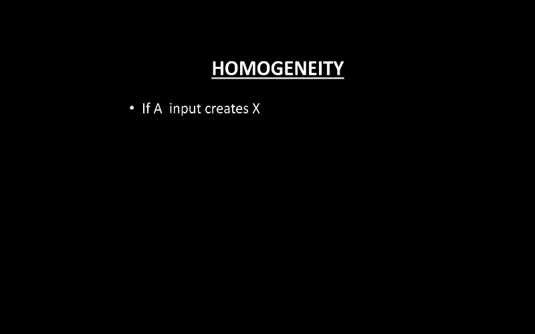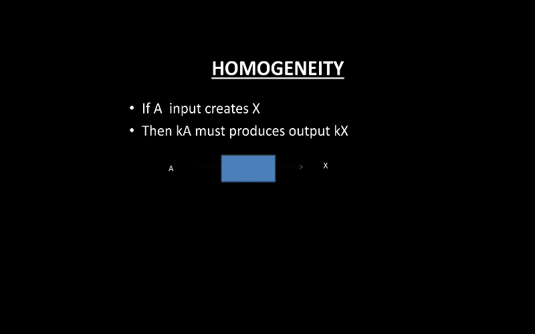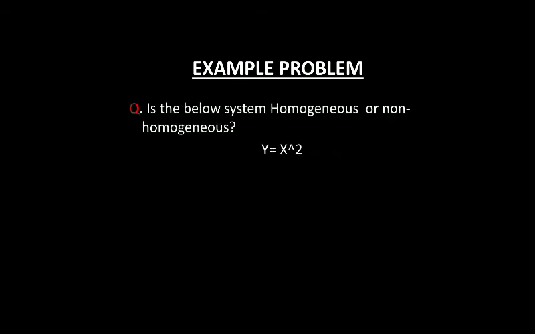So what is homogeneity? If input a creates output x, then for a system to be homogeneous, ka must produce output kx, where k is a constant. So suppose here is a system: when we give input a, it produces output x, then for the system to be homogeneous, ka must produce kx output. Is the below system homogeneous or non-homogeneous? y equals x square, the same system. Let's find out.